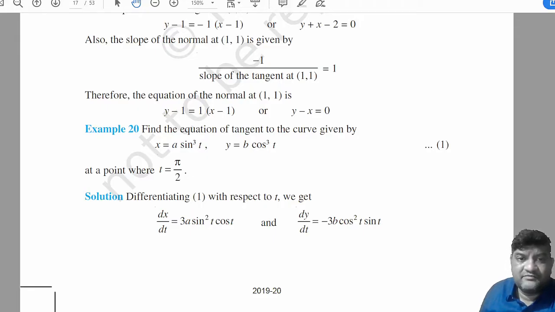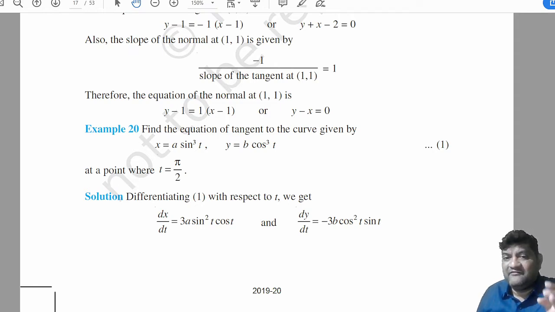Another interesting question, which is example 20. This is a parametric function. Find the equation for tangent to the curve given by so and so. It's a parametric function. So you need to first find out the point. The point is given to you as t equal to pi by 2. So you need to also know how to differentiate a parametric function.